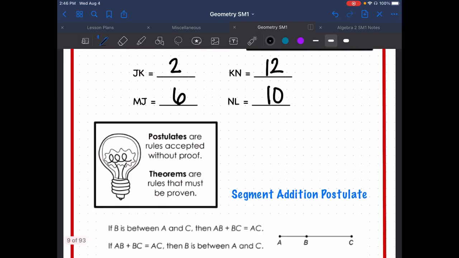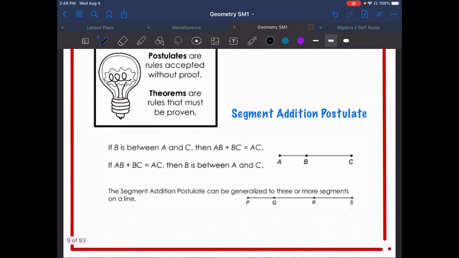All right. There are things in geometry called postulates. These are just rules that we are expected to believe without any proof. This is what a point looks like. This is what a line looks like, stuff like that. Theorems, however, are rules that must be proven. These are rules that we must prove. And so our first postulate, which is a rule really that is what it is because it makes sense when we look at the picture, is called the segment addition postulate.